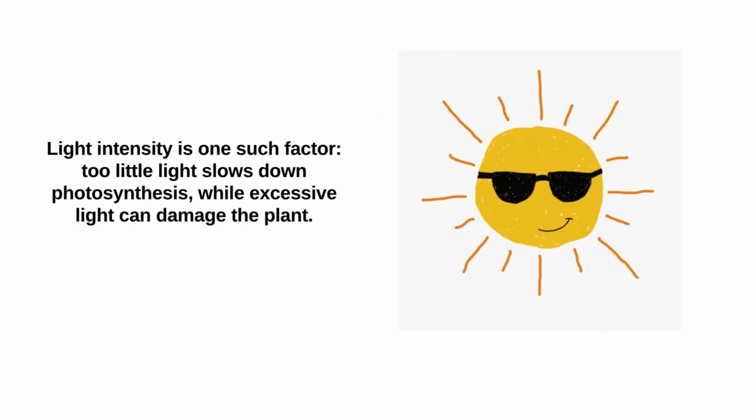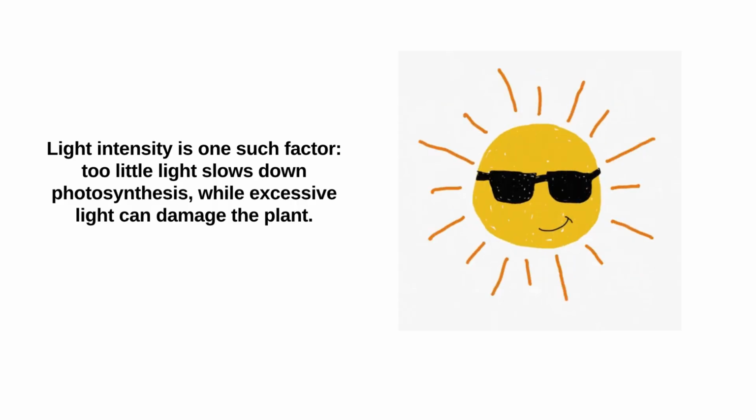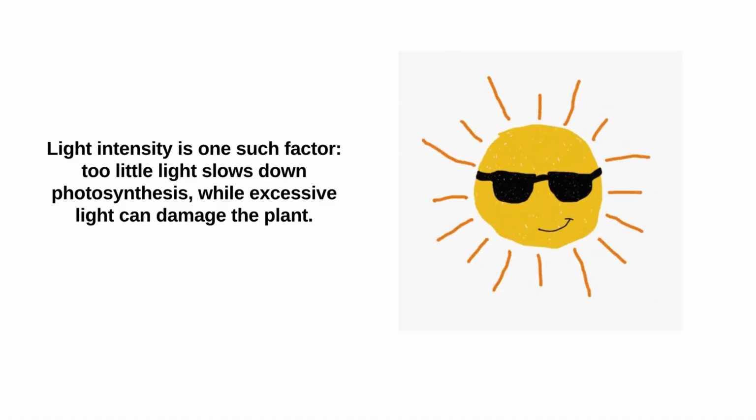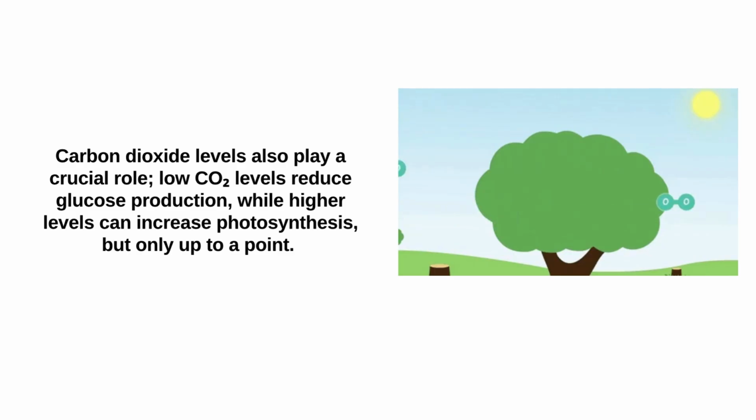For example, light intensity is one such factor. Too little light slows down photosynthesis, while excessive light can damage the plant. Carbon dioxide levels also play a crucial role. Low CO2 levels reduce glucose production, while higher levels can increase photosynthesis, but only up to a point.